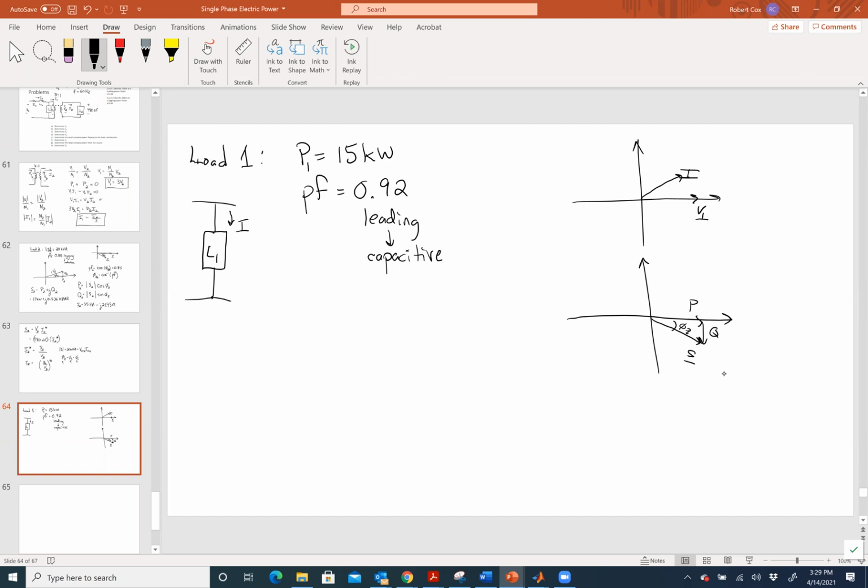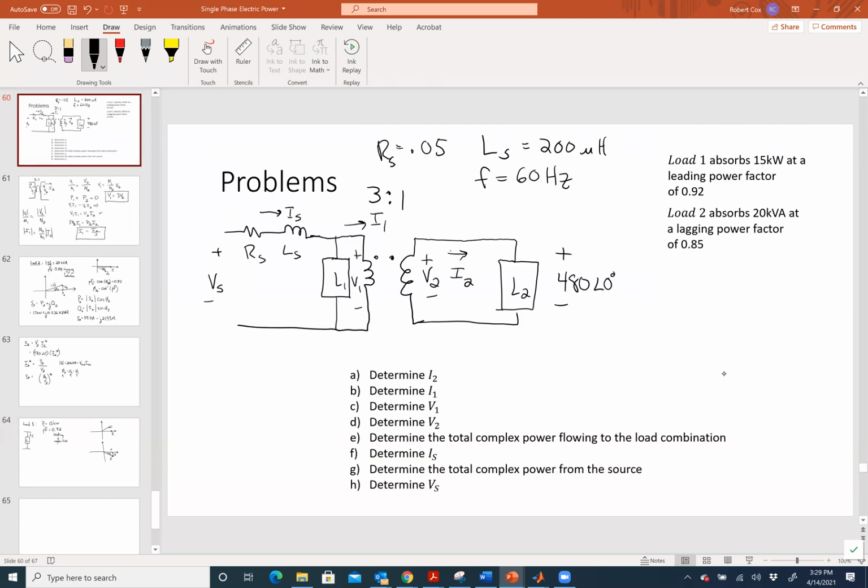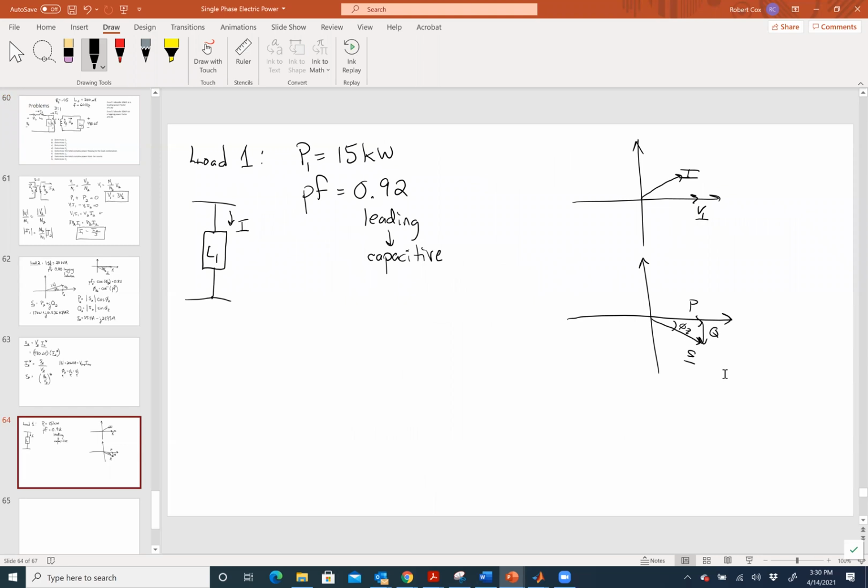I was wondering, how is it possible that it leads, but yet it's saying it's absorbed? So what it says is it's absorbing 15 kilowatts. Okay, so you're always absorbing P. Yeah. So it's sourcing Q and it's absorbing P. Loads are always going to absorb P. Okay. All right. So I've got that relationship.